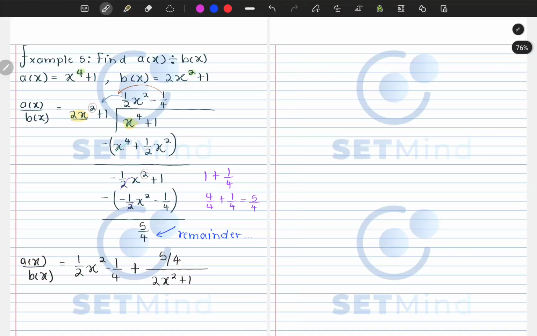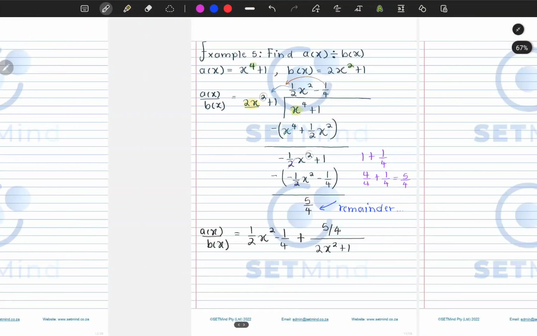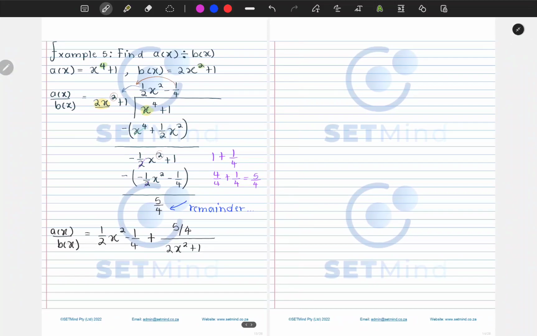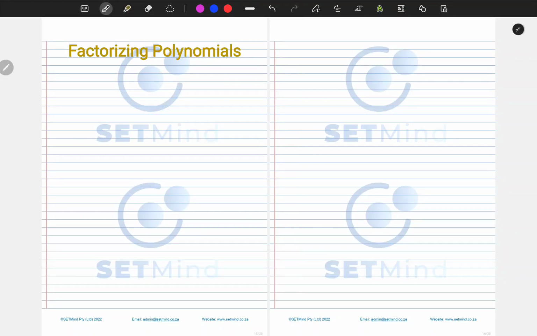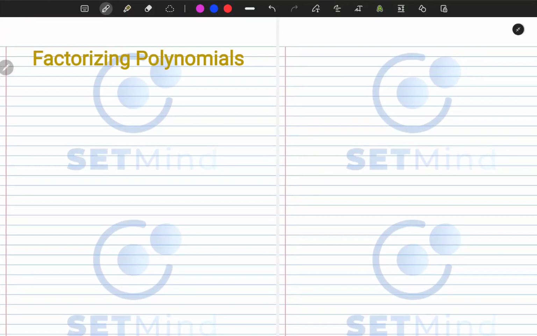So this brings us to the end of long division. I hope that you are able to make sense of what is going on and how we do this long division in general. Now, the next section of our session is factorizing polynomials. This you have done a couple of times from back in high school, others in college. So let's have a look at factorizing.